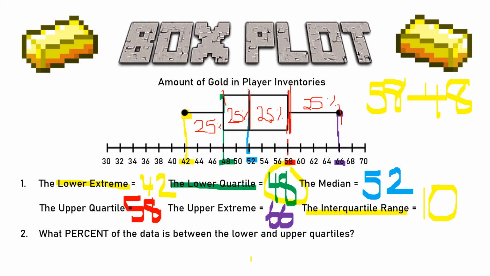So the question I asked in number 2 was, what percent of the data is between the lower and upper quartiles? Between the lower and upper quartiles means that we're dealing with the information in the entire box. This was our lower quartile on the lower side of my box, and this is the upper quartile. So the data between the lower and upper quartiles, which is our interquartile range, if I add 25 and 25 together, you should see that that is represented by 50% of your data.